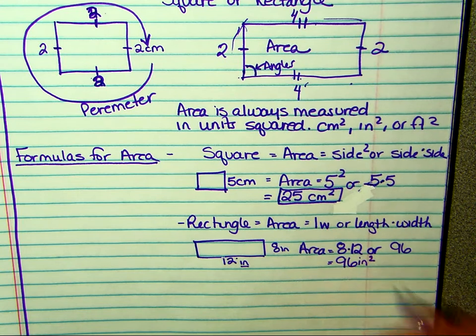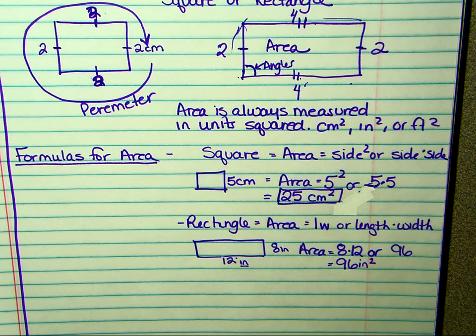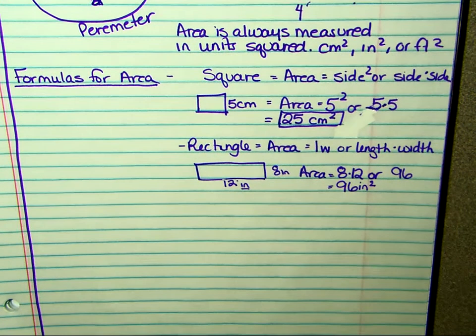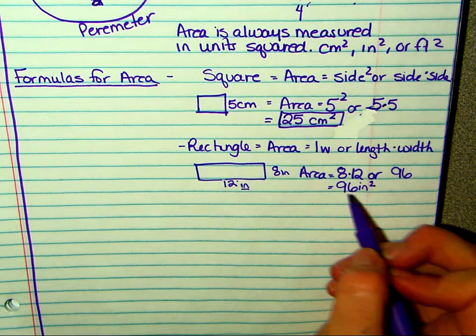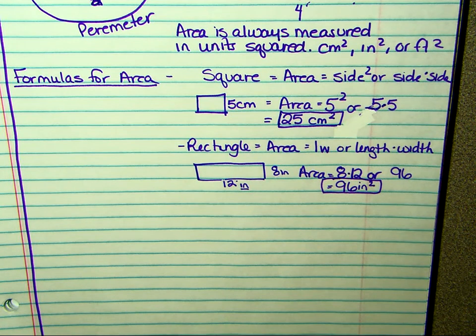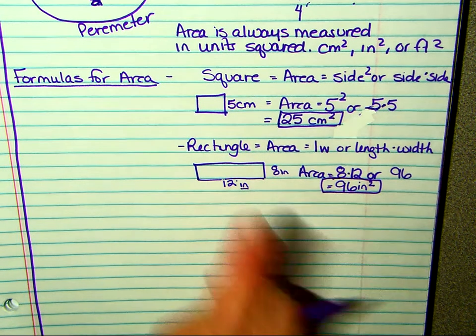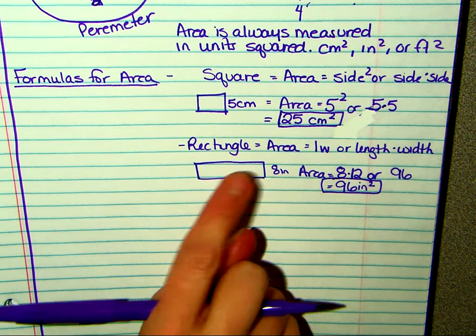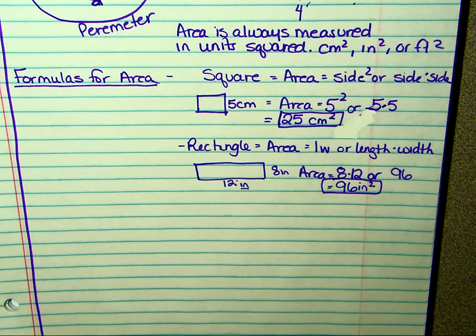Squared. You want to make sure you put that inches squared in there, that little 2 to signify that you're squaring your inches. Because what it's showing you is that in this rectangle there are 96 little square boxes.